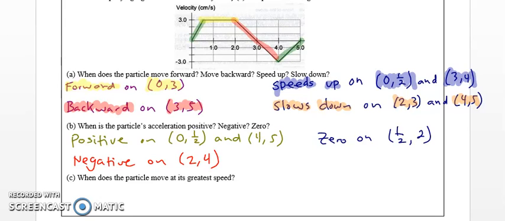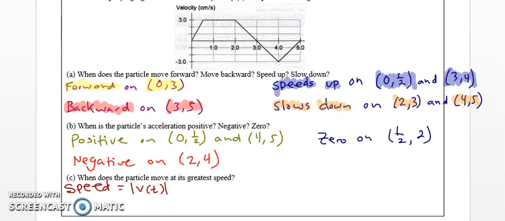Okay, I'm continuing off from where I left off on the last video, and I left off in problem 6, part C. It's asking when does the particle move at its greatest speed. So to answer this, I'm going to use that speed is the absolute value of velocity.